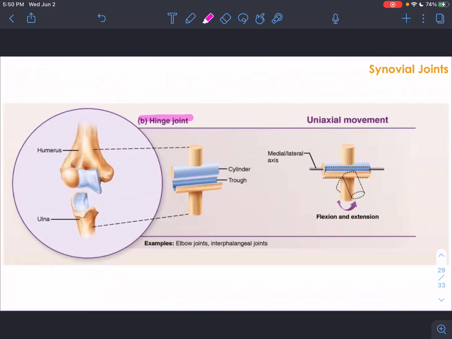The next type is a hinge joint, which has uniaxial movement, so movement in a singular plane. In a hinge joint, you're going to have a cylinder type shape and a trough, and it's going to allow flexion and extension to happen. So these are going to be joints such as the elbow and the joints between your phalanges. The phalanges are the bones in your fingers and toes. So for your humerus, we have this kind of cylinder at the bottom of your humerus and a trough at the top of our ulna that are going to fit together and allow for flexion and extension.